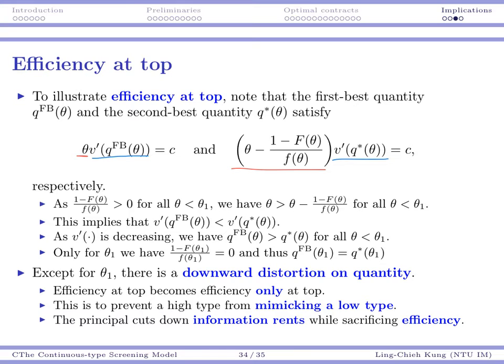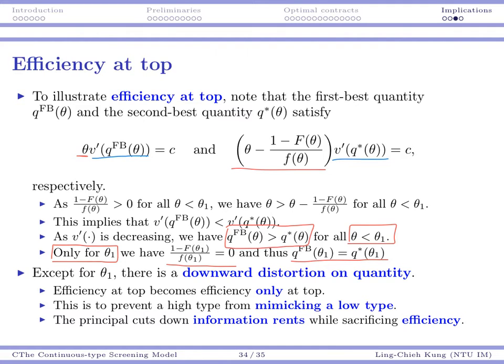Okay, so what does that mean? That means as long as your type is not the highest type, then your second best quantity has a downward distortion from the first best quantity. Only for theta 1, this particular ratio is 0, and then you have no distortion. So, some conclusion: except for theta 1, we always have a downward distortion on quantity. Efficiency at top can now be generalized. Now we know it's efficiency only at top.